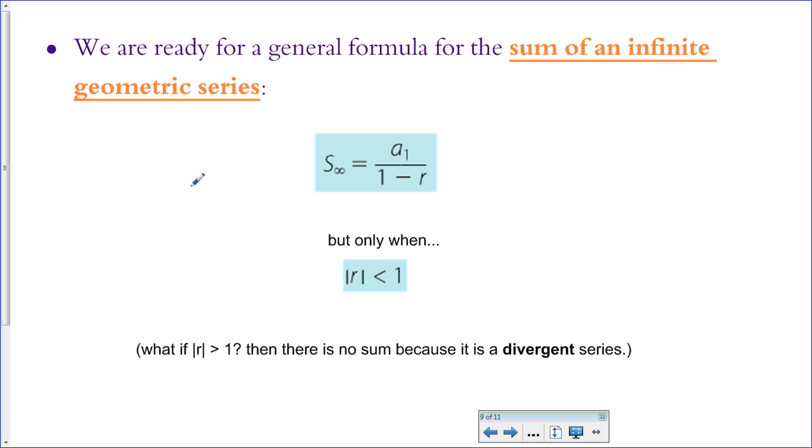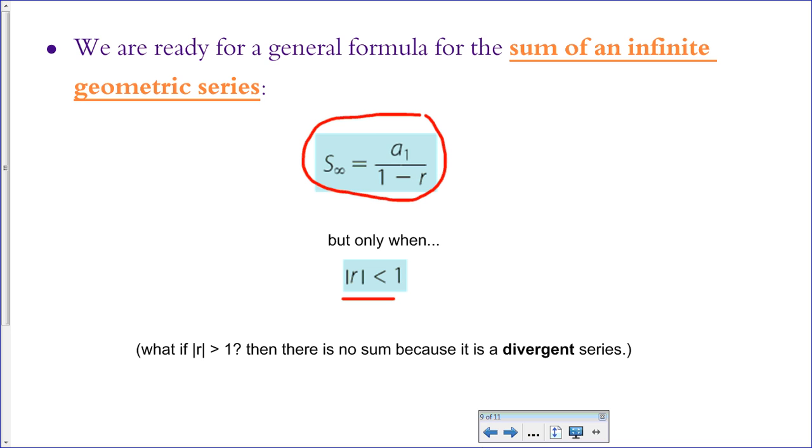So we're ready for the general formula for the sum of an infinite geometric series. If you are asked to find the sum of an infinite geometric series, and they should only ask if it's a common ratio that's less than 1, here's the formula you can use. It's just the first term divided by 1 minus the common ratio. But note that it's only when the common ratio is less than 1.